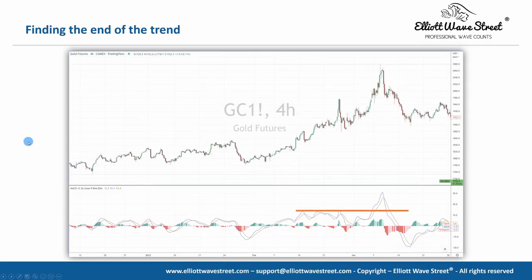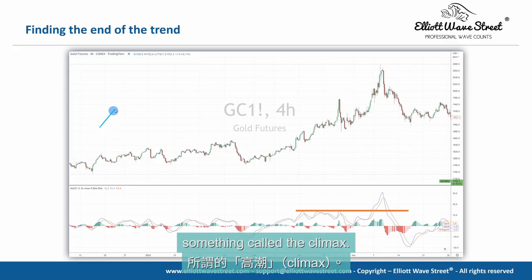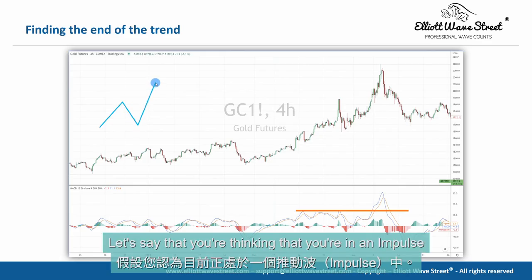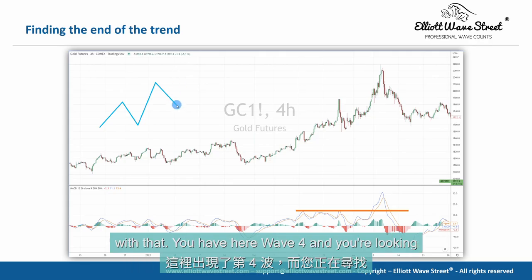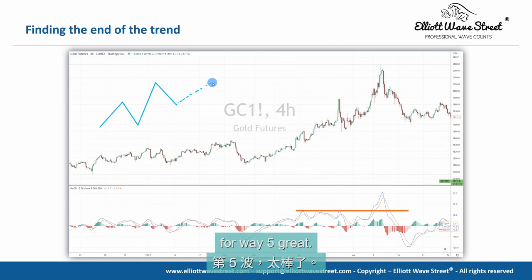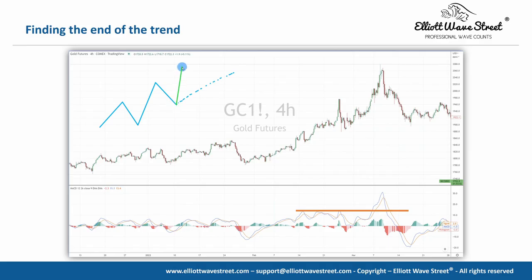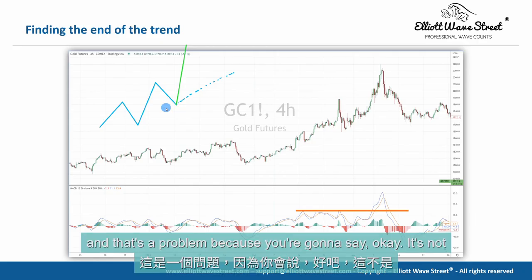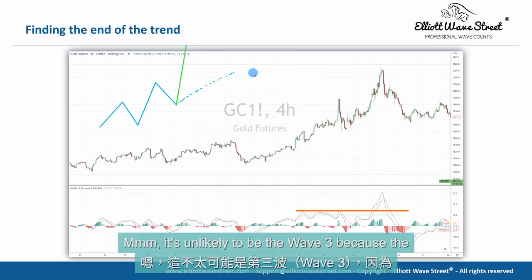Here is another technique. There is something called the climax. The climax is when you have, let's say that you're thinking that you're in an impulse, wave 1, wave 2, wave 3, you're happy with that. You have here wave 4, and you're looking for wave 5. Great. And we know that wave 5 is likely to lose momentum, to have divergence. But let's imagine that during that process, you have a move up, something like this, huge. And that's a problem because you're going to say, okay, it's not an impulse because the impulse should be losing momentum. It's not likely to be the wave 3 because the trend has been already active for a while.